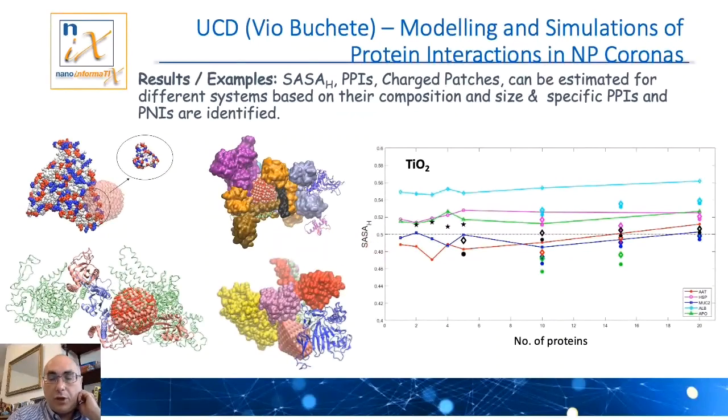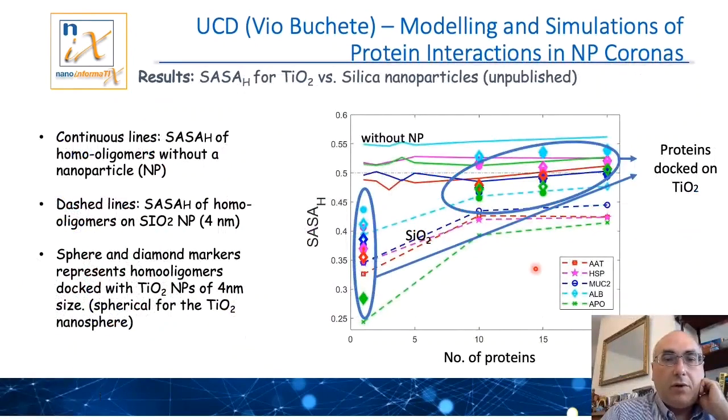And this is what we obtain. I will use this graph, as a function of the number of proteins that we are docking subsequently on different nanoparticles. This slide summarizes results for both titanium dioxide and silica nanoparticles. On this axis are our results for adding more and more proteins to the corona, and here is the value of the accessible descriptor that we want to calculate.